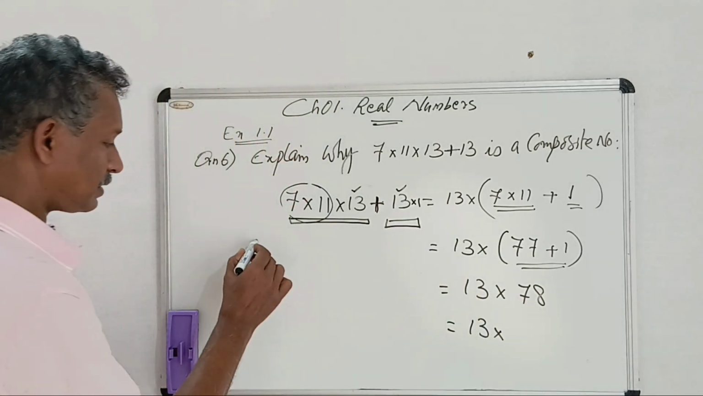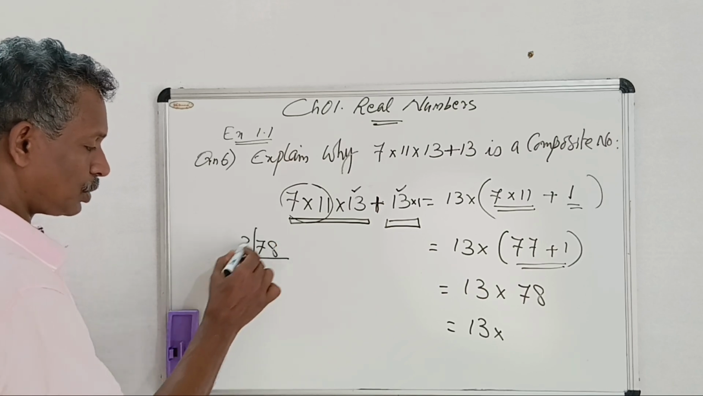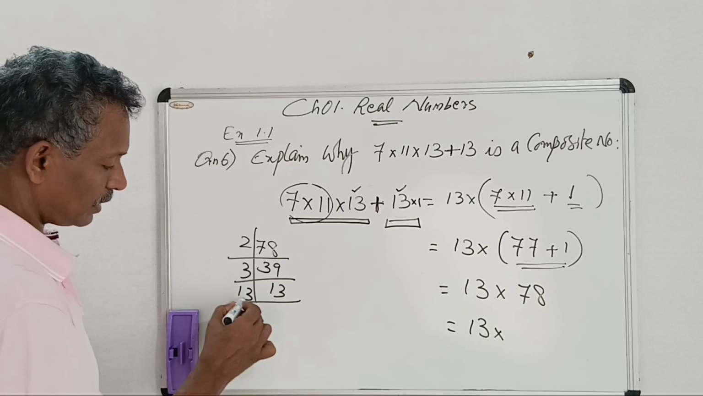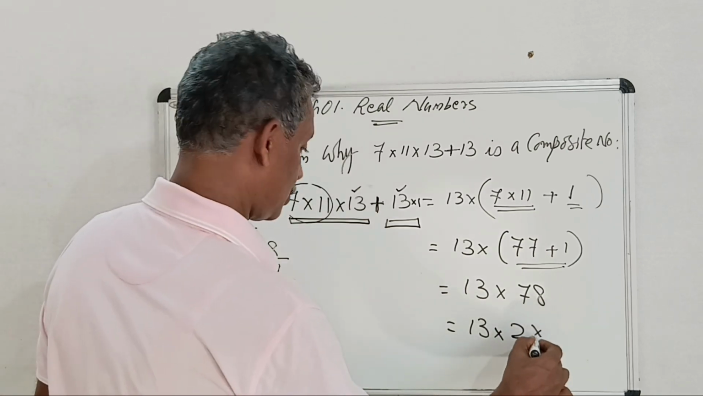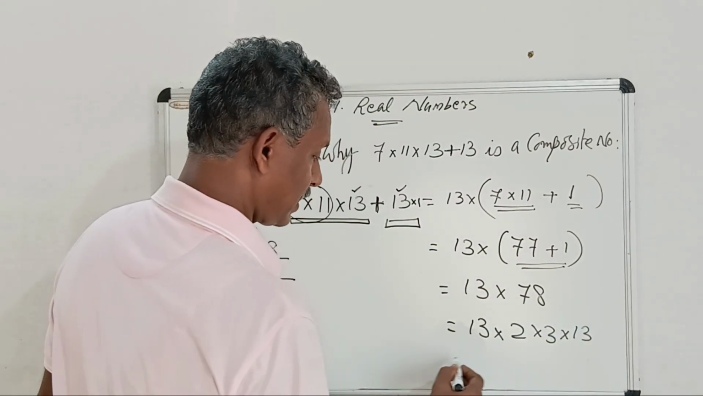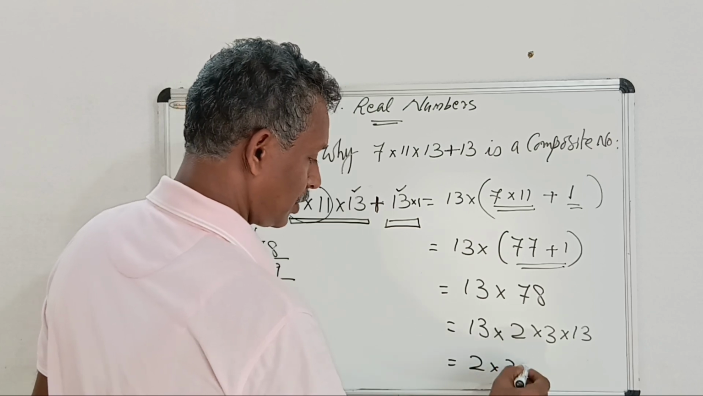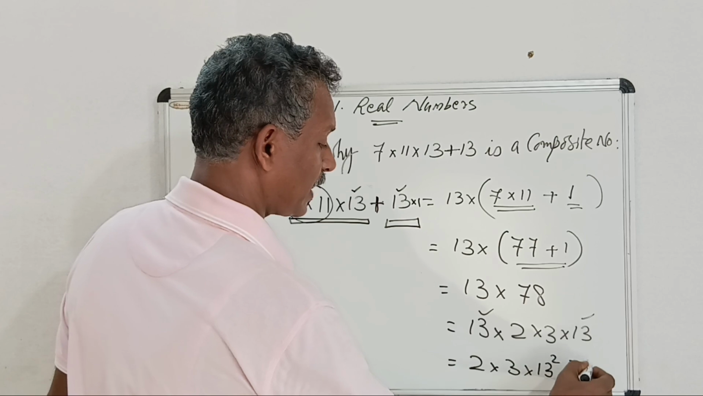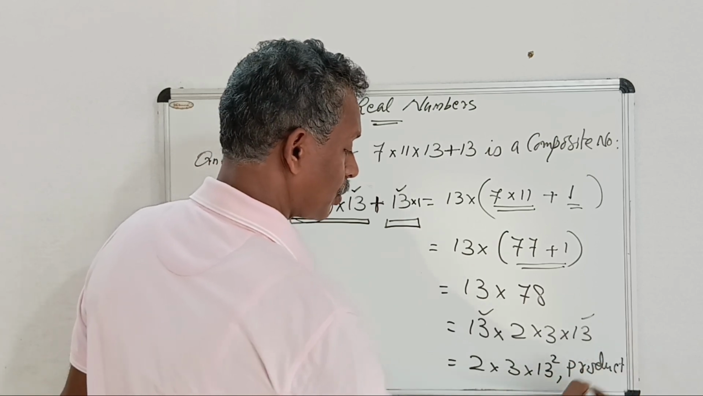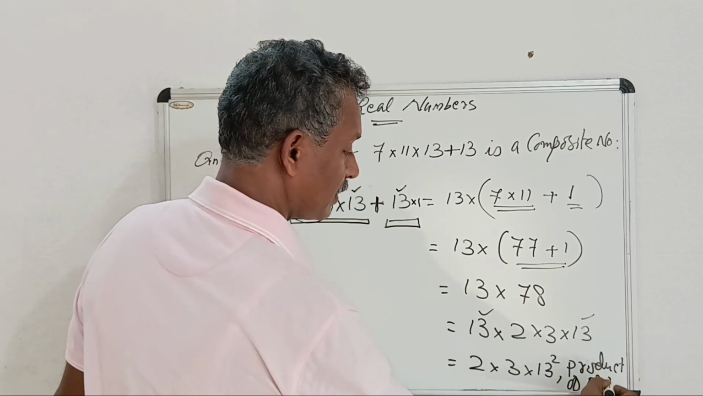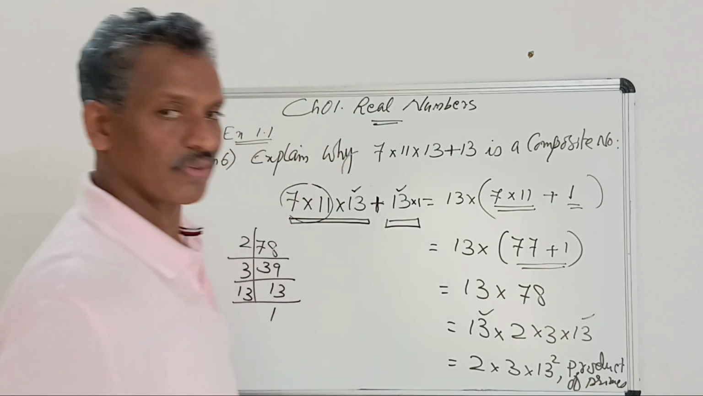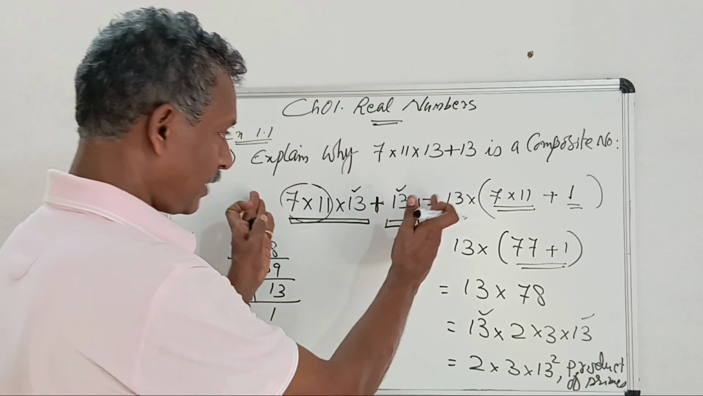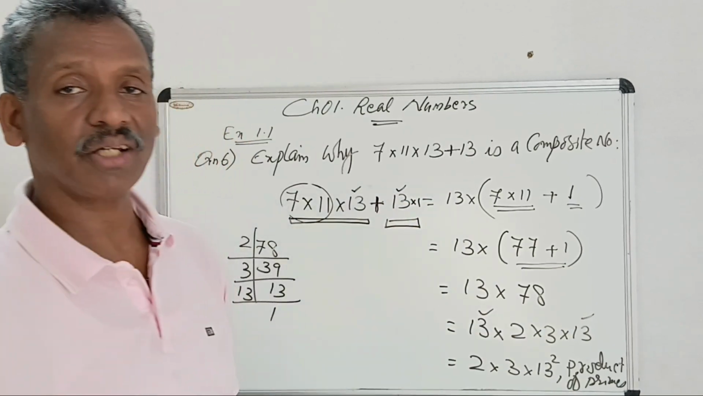You can factorize this 78: divided by 2, it is 39; divided by 3, it is 13; divided by 13, it is 1. So it is 2 into 3 into 13. Or we can write 2 into 3 into 13, where 13 comes 2 times, so it is 13 square. It's a product of primes. This result is a product of primes because only the multiplication symbol is there.